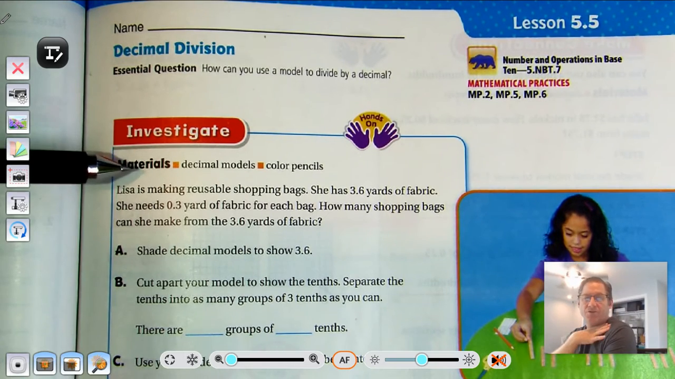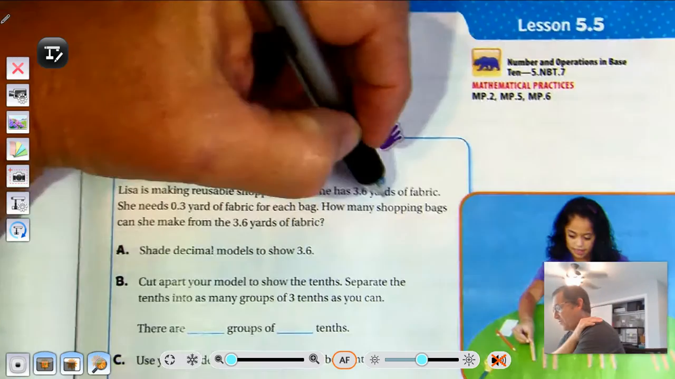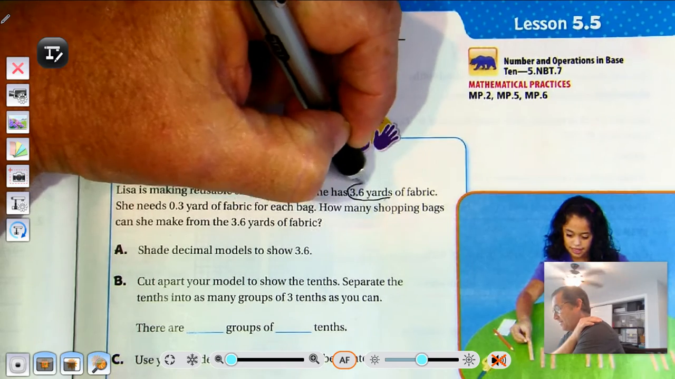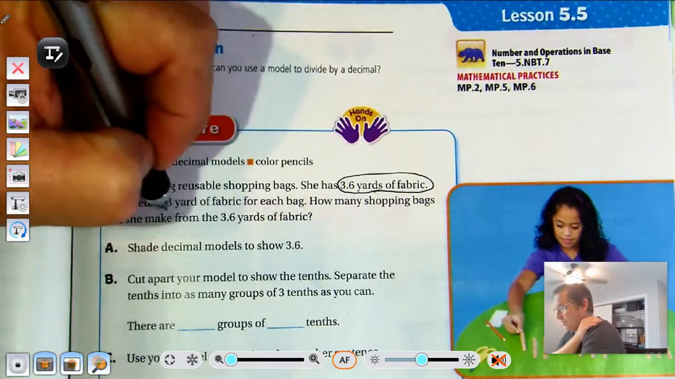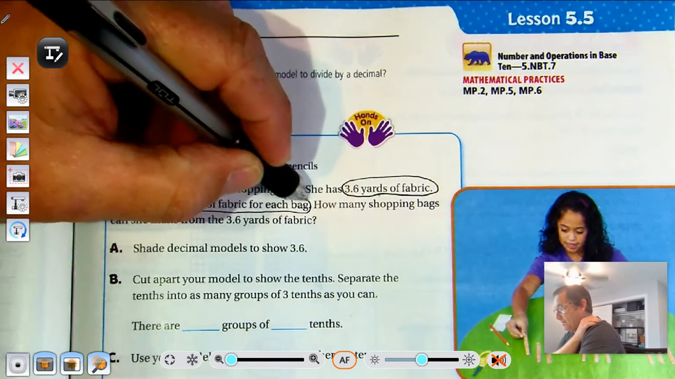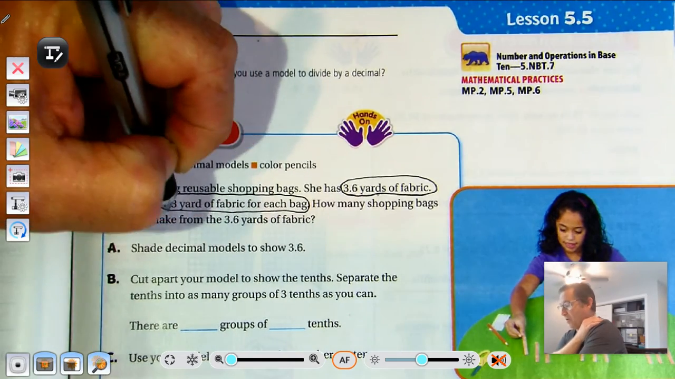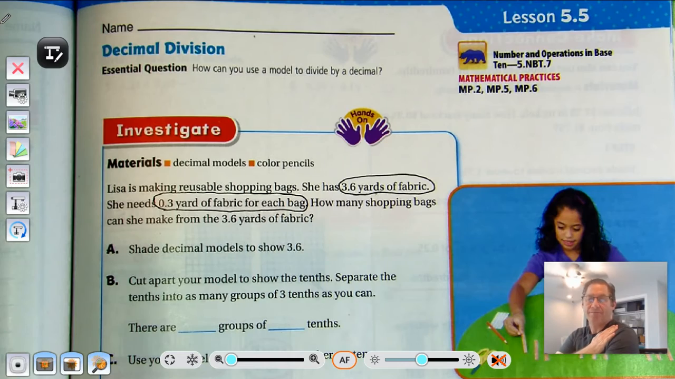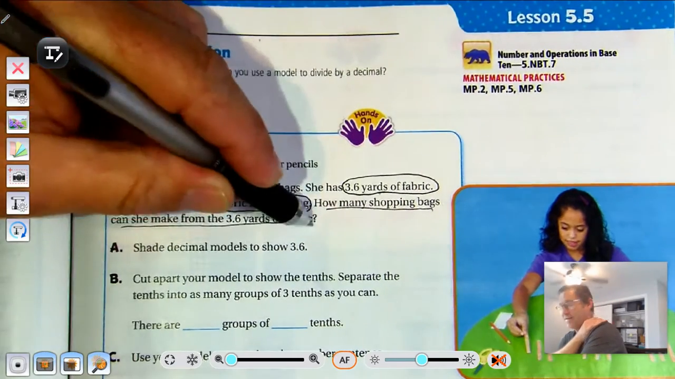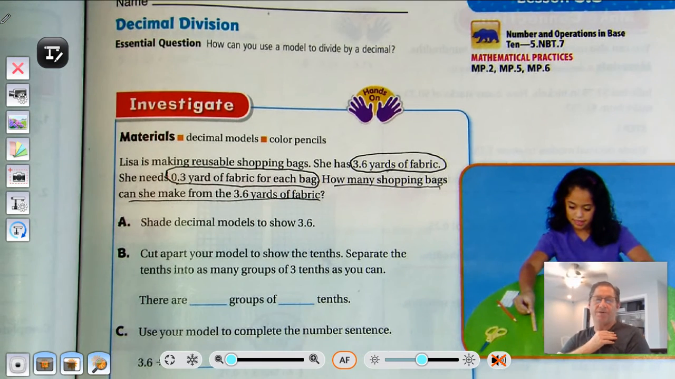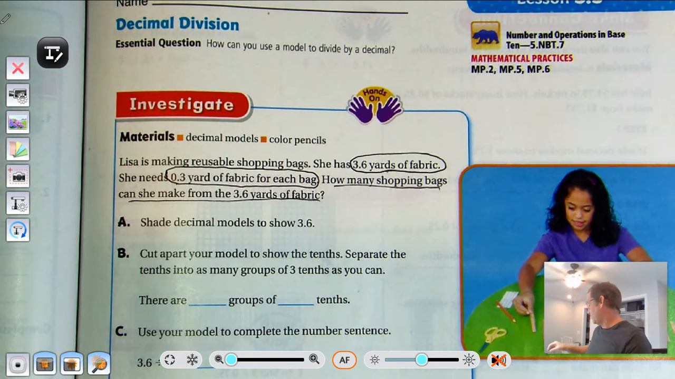Lisa is making reusable shopping bags. She has 3 and 6 tenths yards of fabric. She needs 3/10 yard of fabric for each bag. How many shopping bags can she make from 3 and 6 tenths yards of fabric? So shade decimal models to show 3 and 6 tenths.